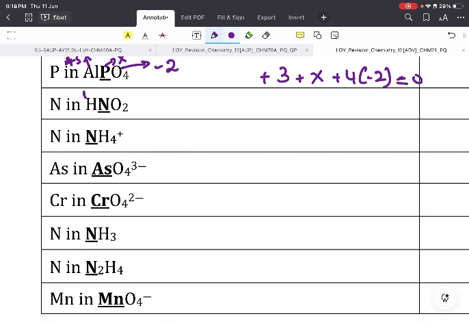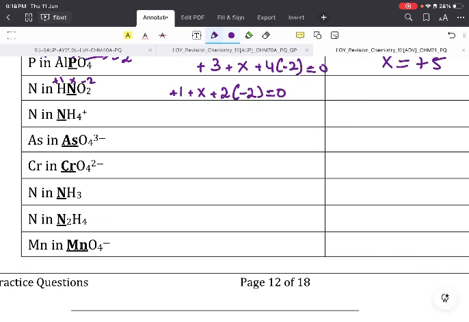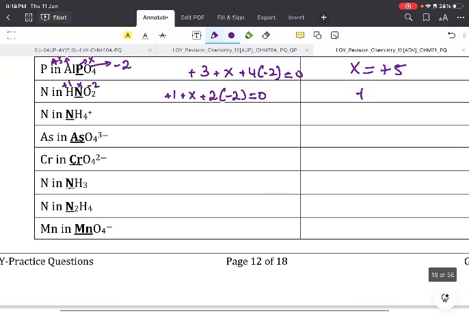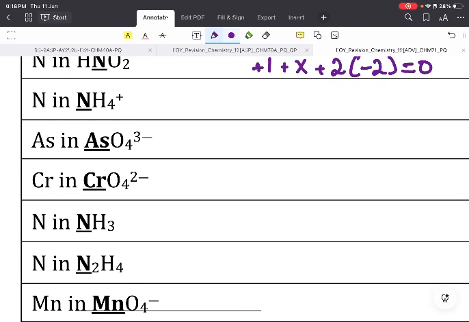HNO2. Again, the oxidation number of hydrogen is fixed to be +1, and oxygen is fixed to be -2. So I'm going to assign this as x plus 1 plus x plus twice the oxygen equals 0. Solving this, we will get it as plus 3.